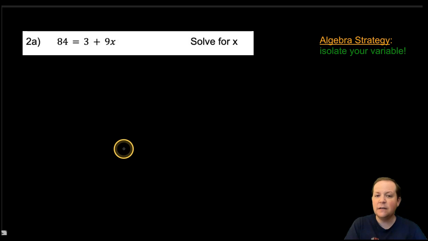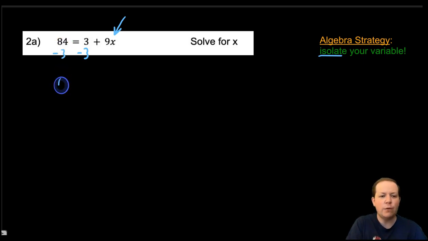Second problem's kind of similar, but there's an extra little step. It's a little more advanced, but we are still trying to do the same thing, which is isolate our variable. First, I have 84 equals 3 plus 9x. I'm trying to solve for x here. First, let's get rid of this dangling 3. I don't want this 3. I just want ultimately x all by itself. If I have this 3, how do I get rid of it? Just like before, I'm going to subtract 3 from this side, and since I subtracted 3 from the right-hand side of the equation, I also have to subtract 3 from the left-hand side.